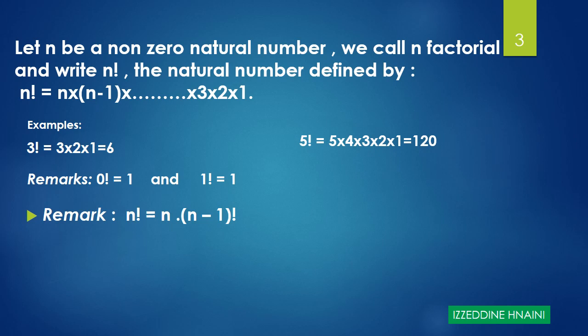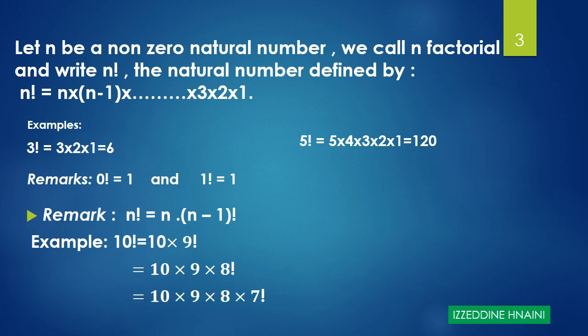n factorial is n times (n minus 1) factorial. For example, 10 factorial equals 10 times 9 factorial, or we can write 10 factorial as 10 times 9 times 8 factorial, or 10 times 9 times 8 times 7 factorial.